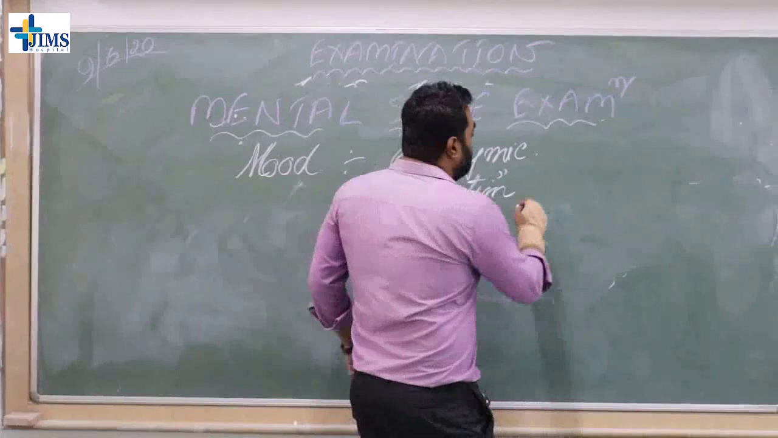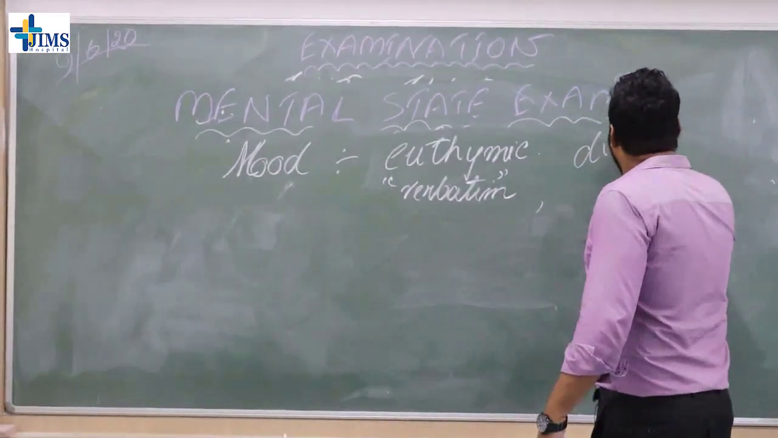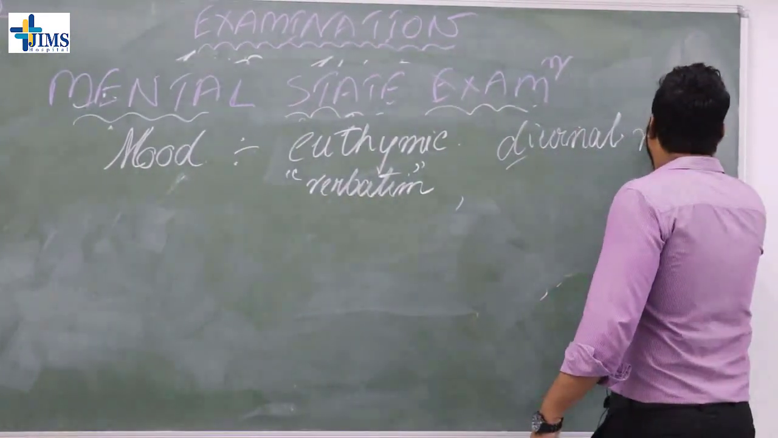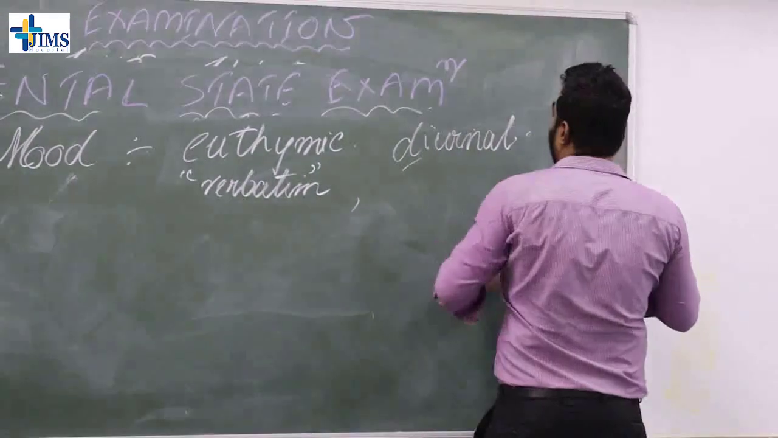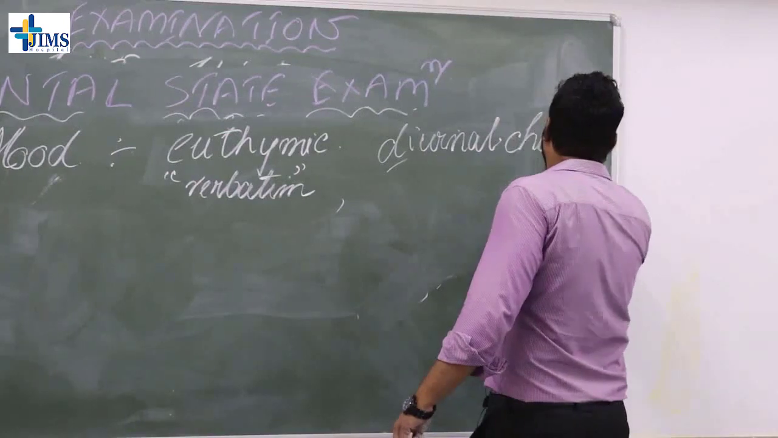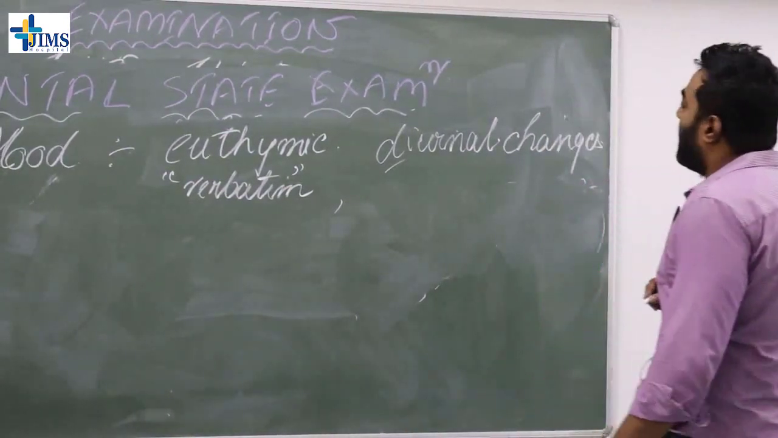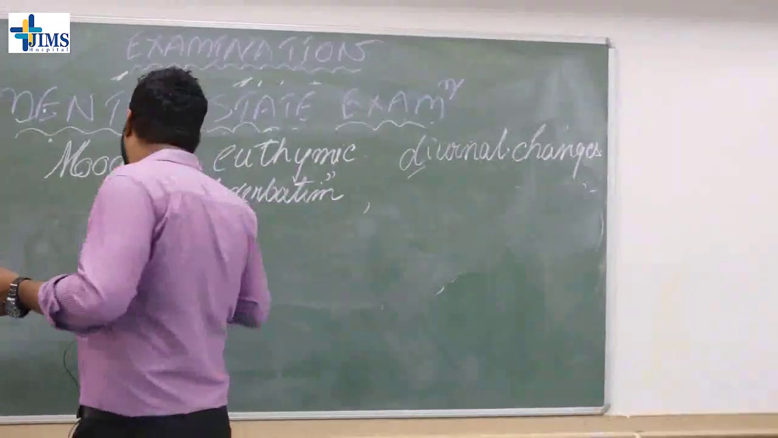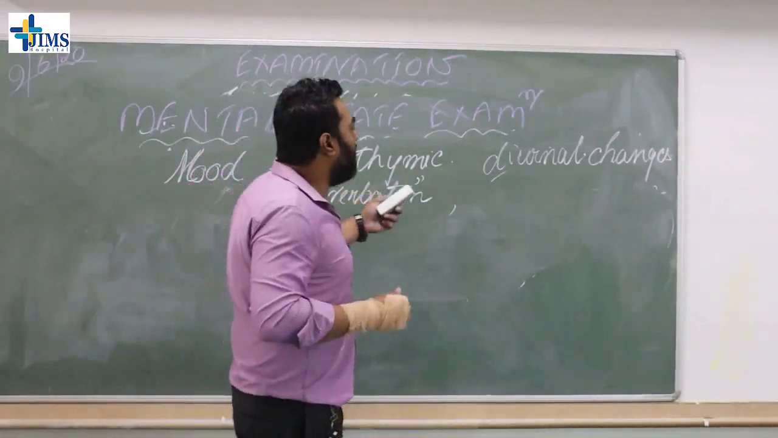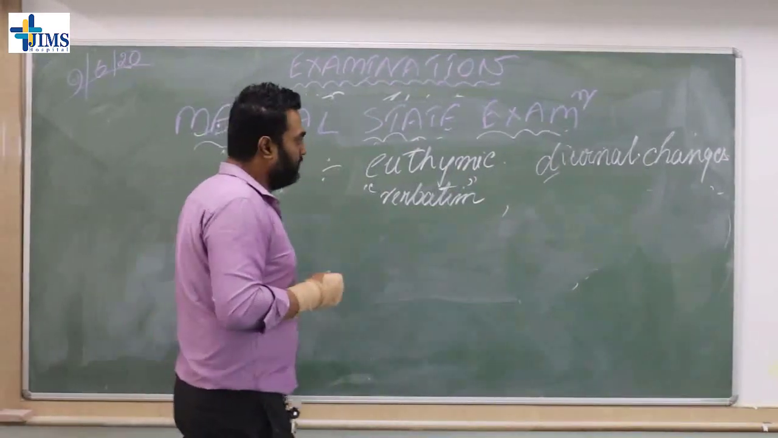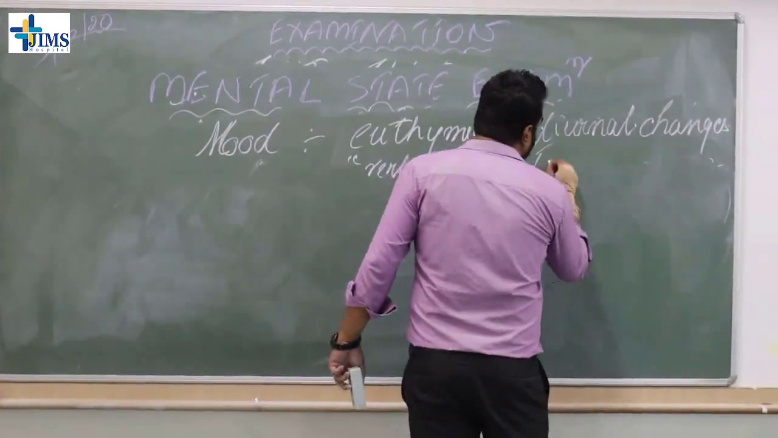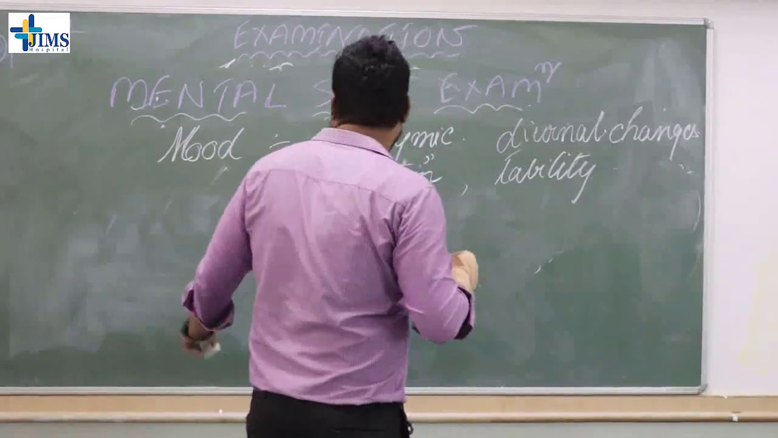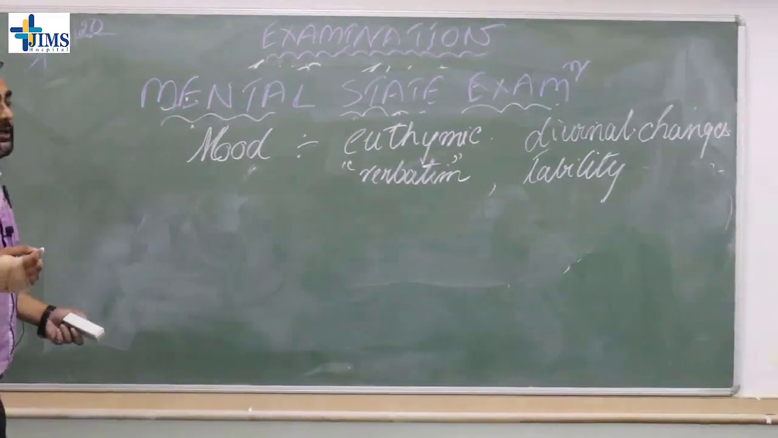And also we should write the diurnal changes of mood, the sundowning effect or sunrising effect. There are other things which we should know later on. The diurnal changes in the mood of the patient, and whether there is any lability or not. What is lability? You will come to know later on. Now, mood is what the patient tells you.